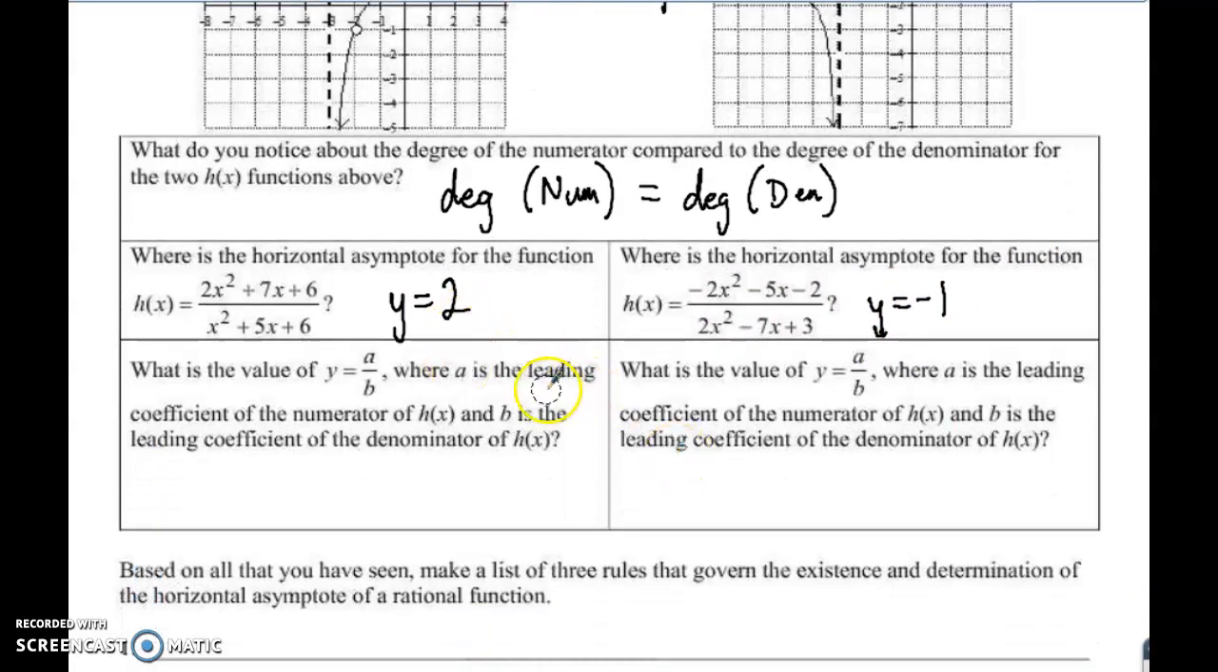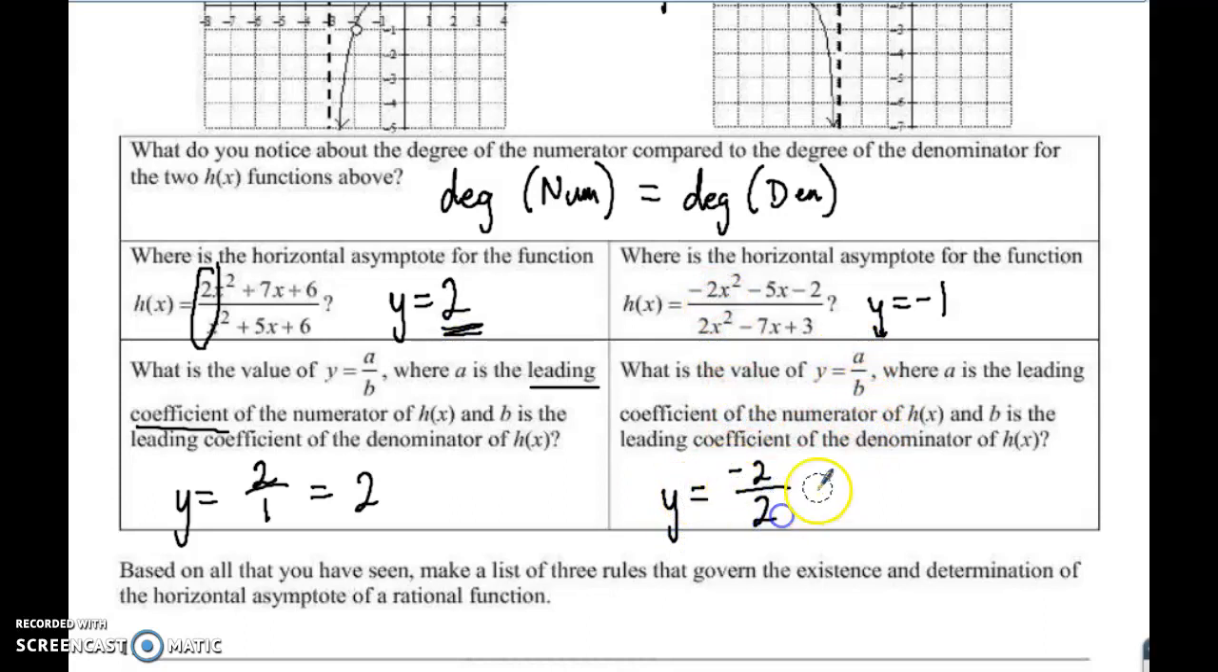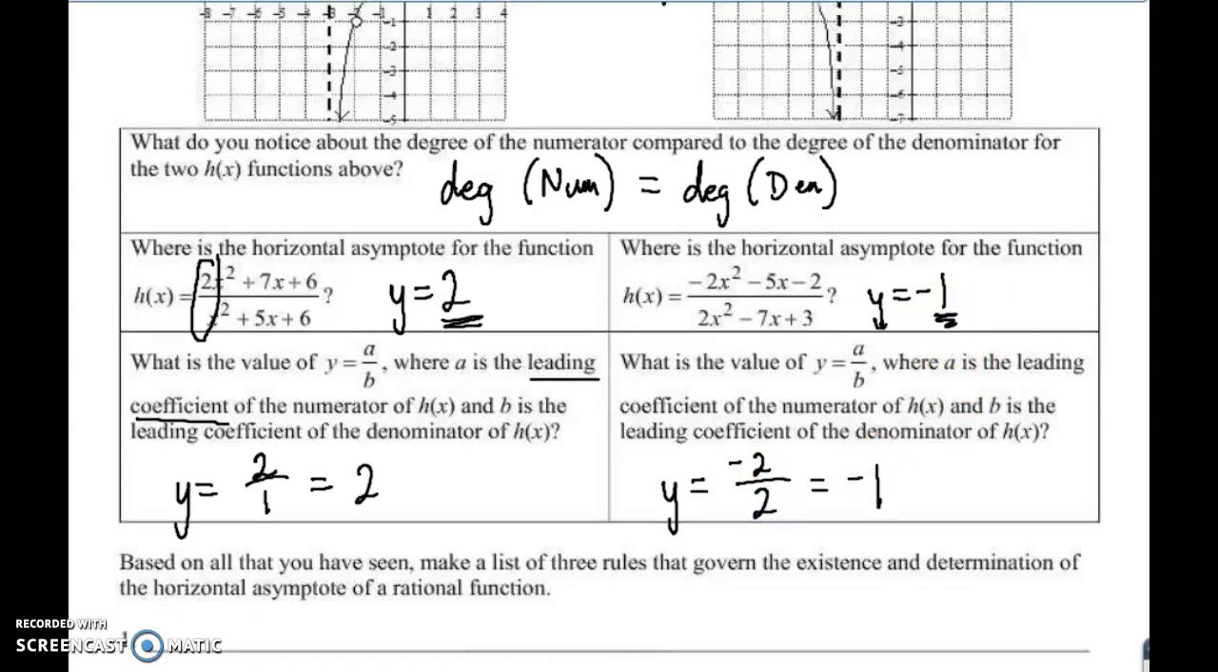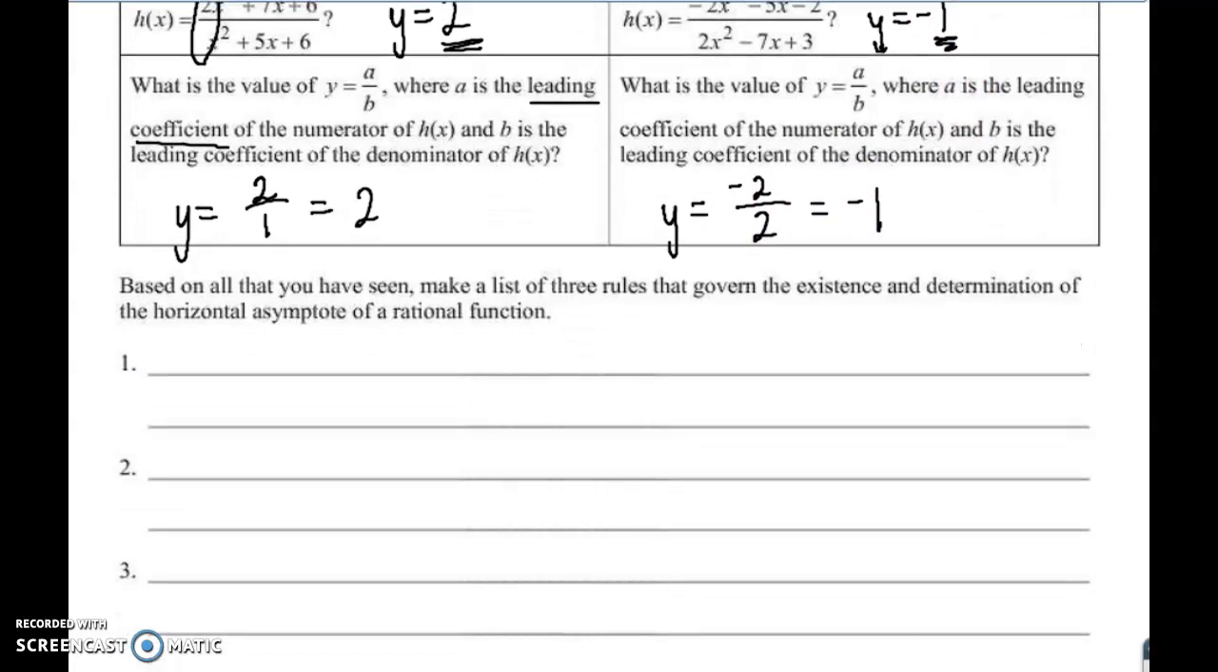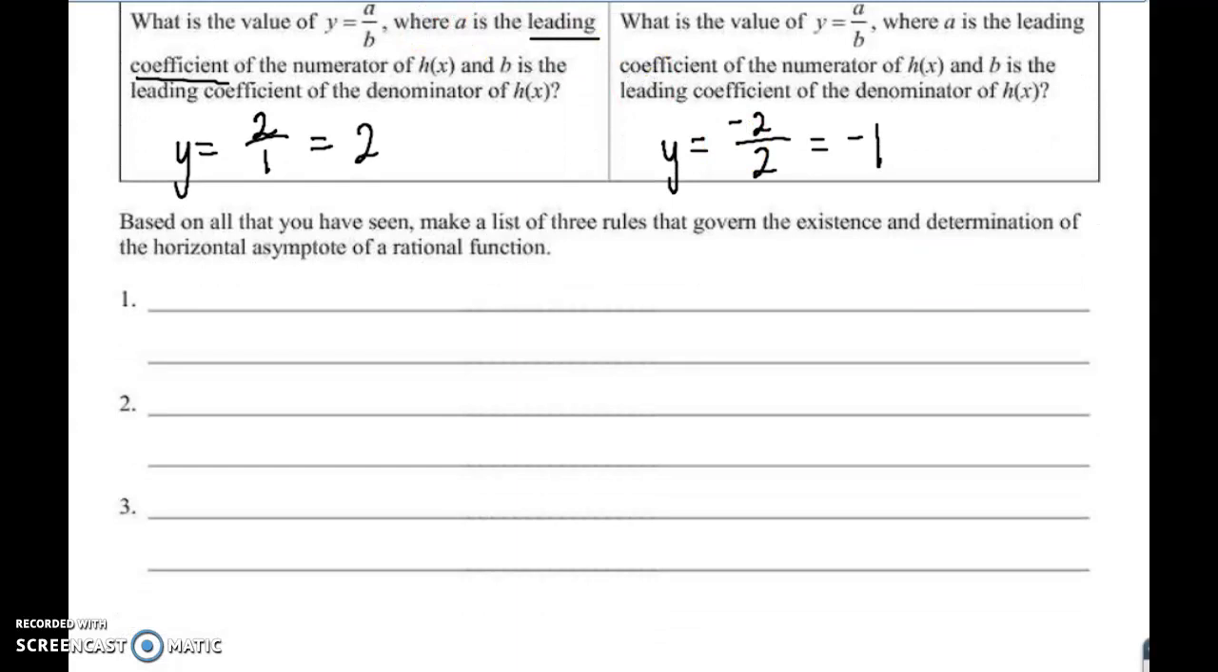Well, what about the leading coefficients? If you look at the leading coefficients, we're looking at 2 and 1. So y equals 2 divided by 1. Hey, that equals the answer. Well, look at this one. Let's look at the leading coefficients, -2 and +2. That reduces to -1. Hey, that's the answer.